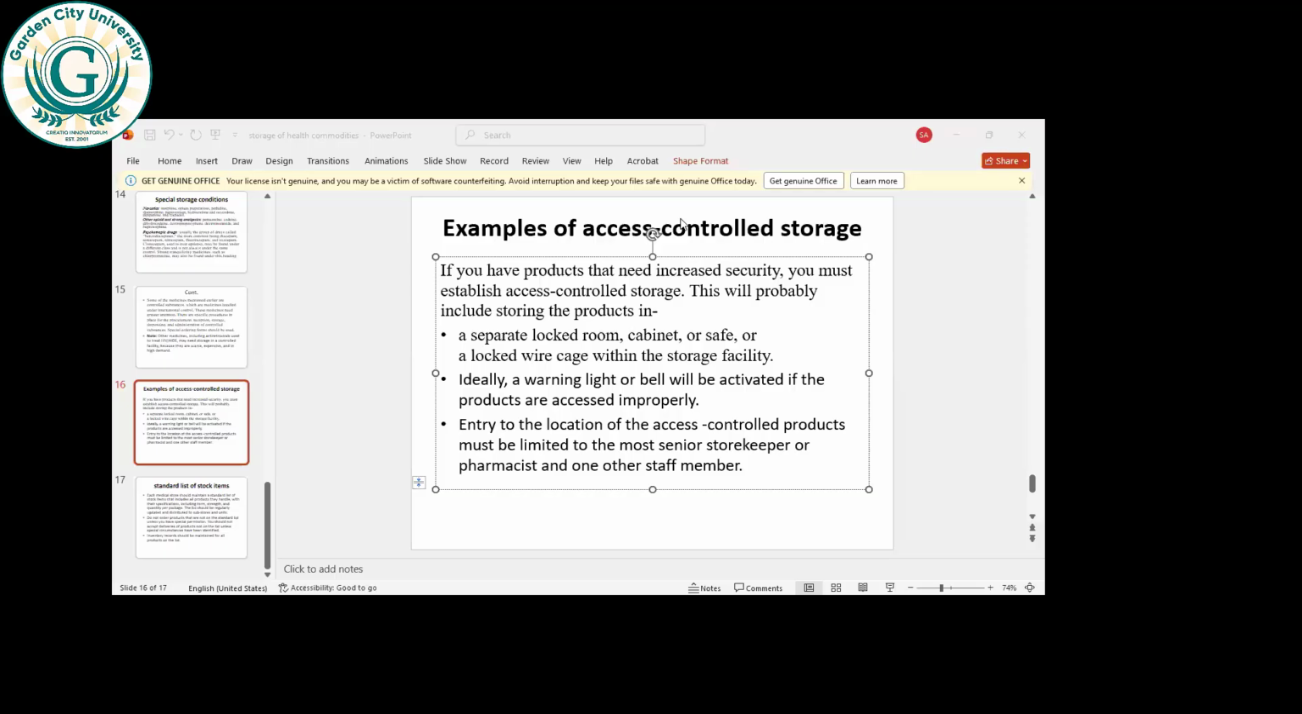Entry to the location of the access controlled product must be limited to the most senior storekeeper or pharmacist and one other staff member. So normally with such products that are stored in a security zone, it's not everybody who should have access. So you assign responsibility to those who are in charge of it. And normally the senior officers are in charge of such items.